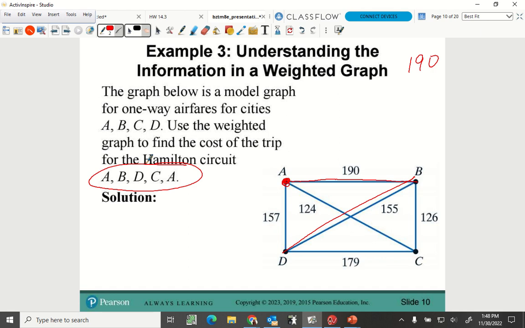And so that next pathway was 155. And then from D, I go to C. That's 179. And from C, I go back to A because this is a circuit. I have to end at the beginning, which that one was 124. So add those up for me, please. The total is 648.